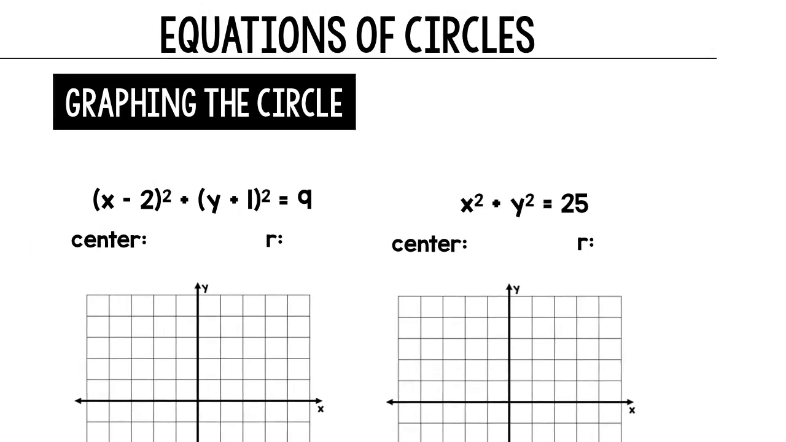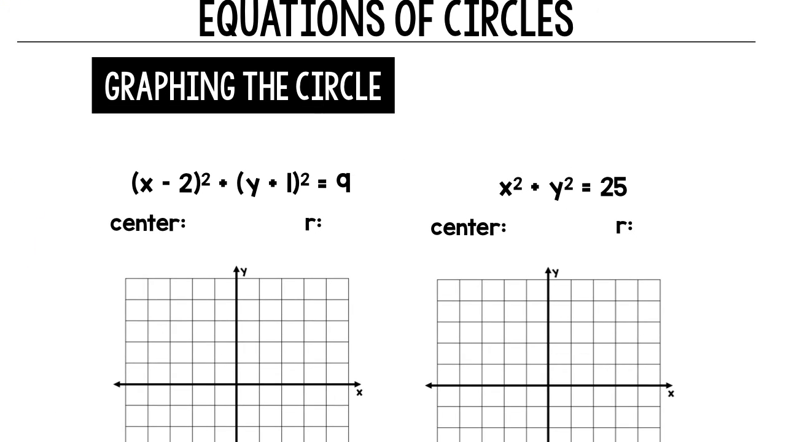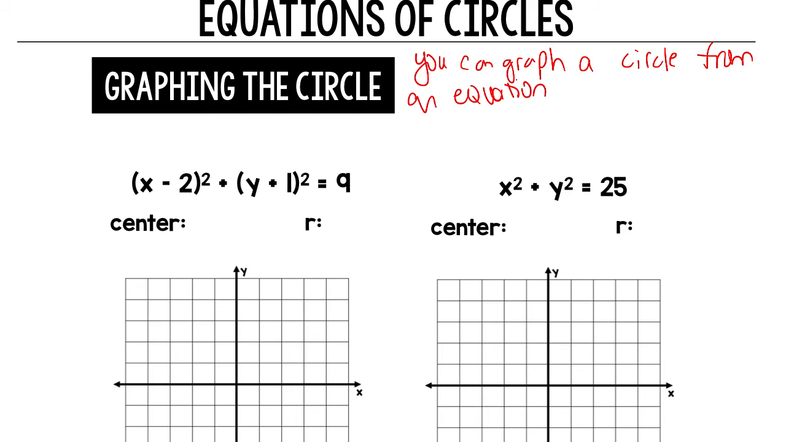Scoot it over. Turn your paper. Now we're going to graph the circle. It is just as straightforward as it was for writing the equation. So you can graph a circle from an equation by finding the center and calculating the radius.